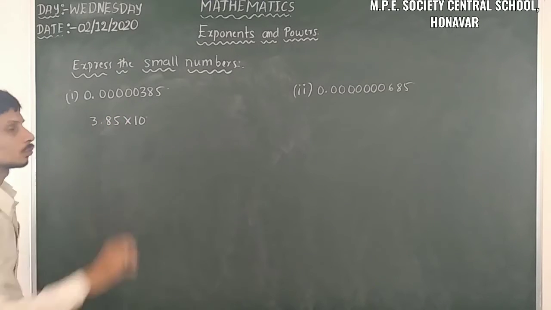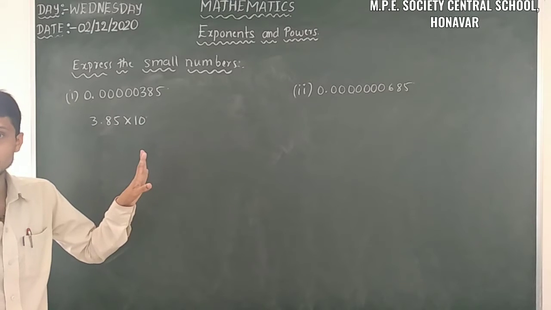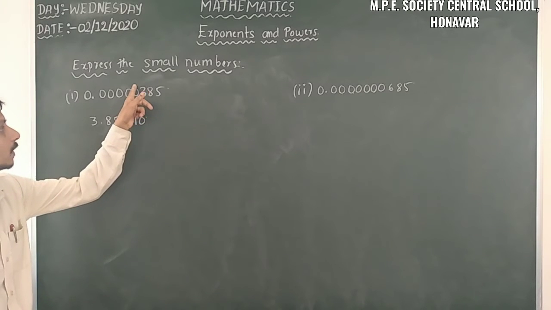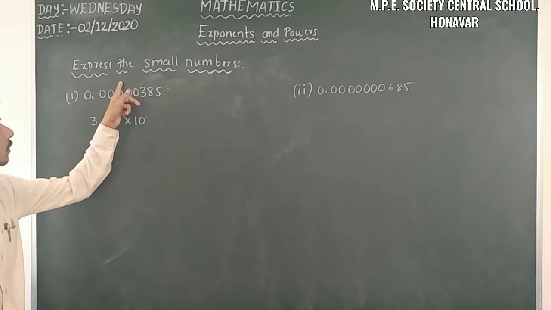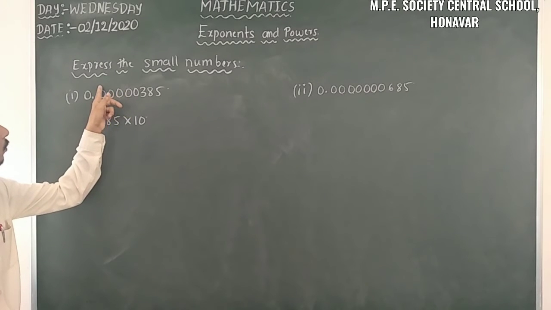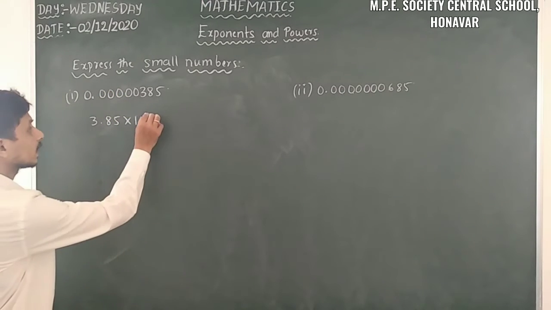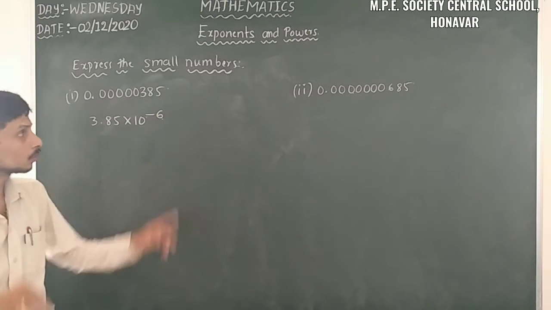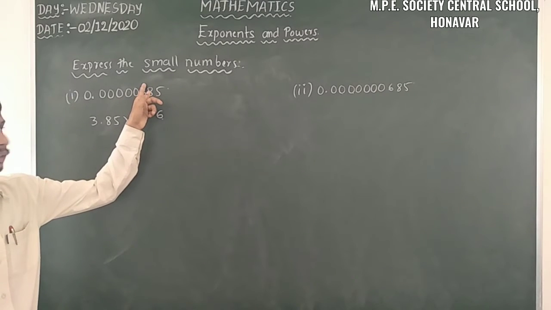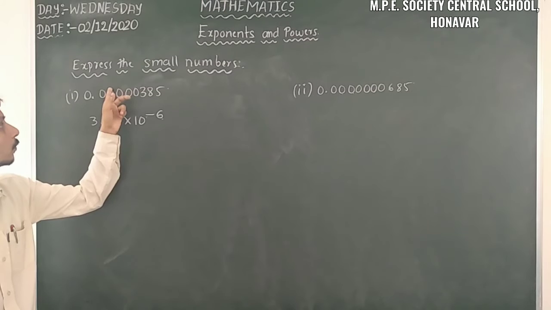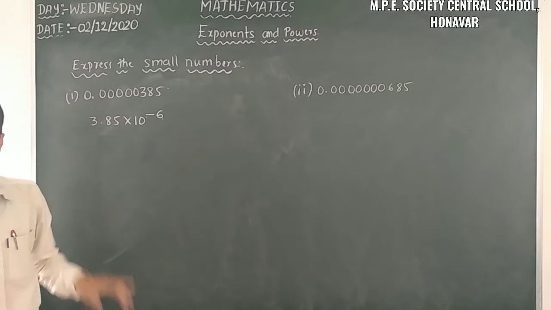3.85 into 10 raised to... I want 3.85, so we have to know how many jumps are needed. First 1, 2, 3, 4, 5, 6. So that means it is 10 raised to minus 6. We have to jump, we have to pass 3: 1, 2, 3, 4, 5, 6. 10 raised to minus 6.